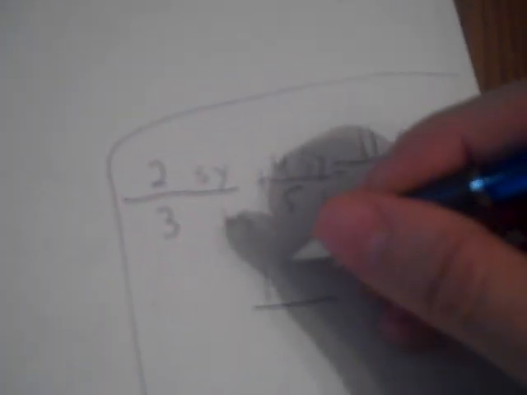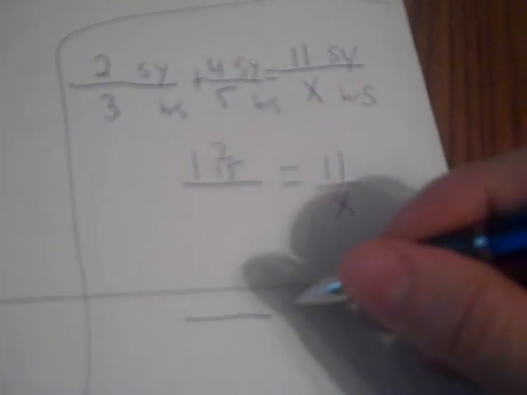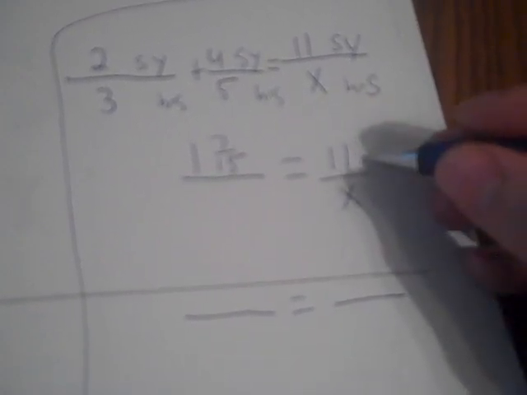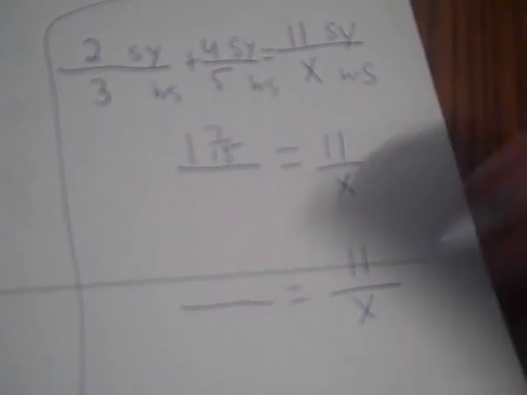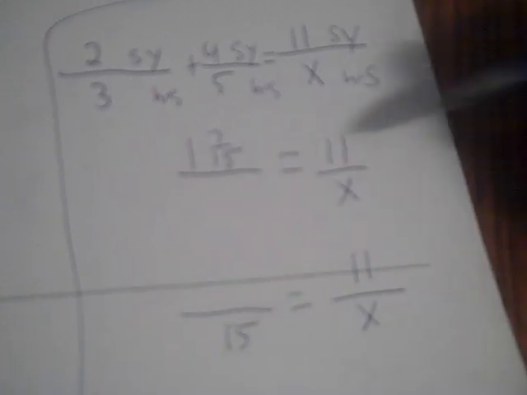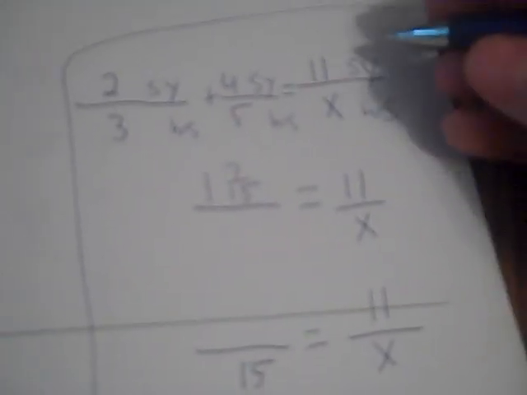Then add these 2 together, so 2 over 3 plus 4 over 5. And that's 1 and 7 over 15. Well, that's not going to work very well. To make that into something that makes sense, you need to do another set and put 11 over x. And you're going to put 15 on the bottom. I can guarantee you that. 15 is going to the bottom.